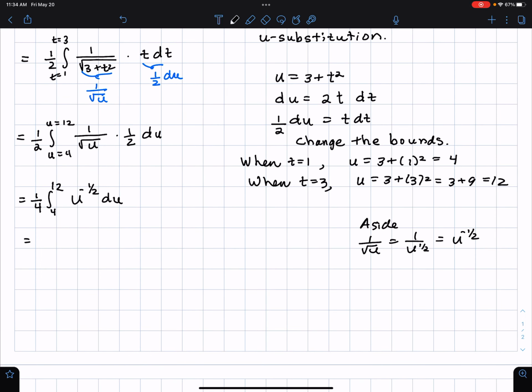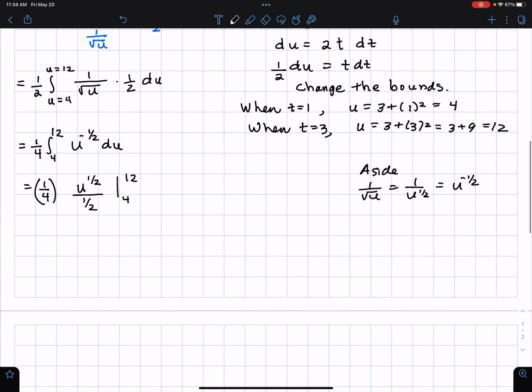Then I'm going to use the power rule for integration. I take the minus 1/2 and add 1, so minus 1/2 plus 1 is positive 1/2, and then I divide by positive 1/2, and I evaluate from 4 to 12. Dividing by 1/2 is the same as multiplying by 2 over 1. I can continue writing this as u to the 1/2, or I can write it as square root of u.